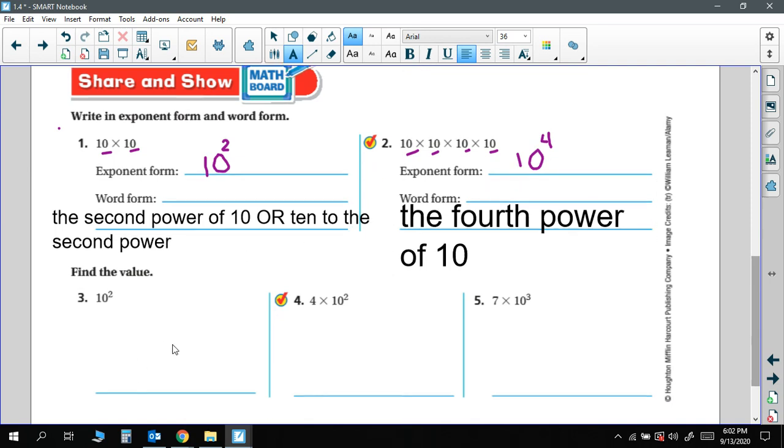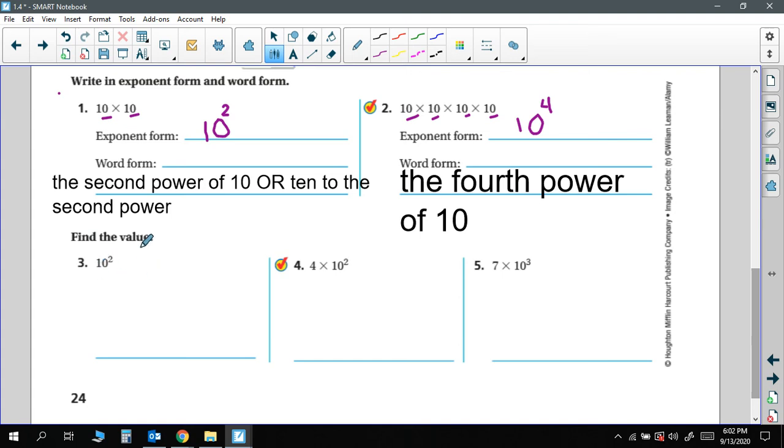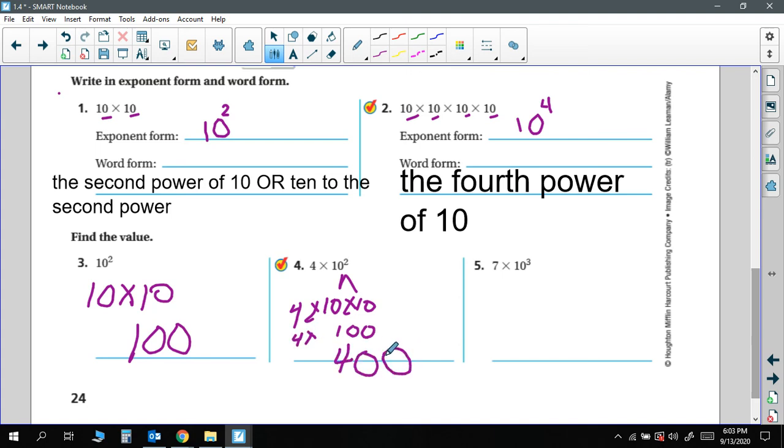Fourth power of 10. All right, so now down here, we're doing a little differently. We're finding the value of 10 to the second power or the second power of 10. So now be careful with this because remember what you're doing is you're doing 10 times 10. So that's going to give you 100. Then here they've expanded this a little bit. They have 4 times 10 to the second power. So let's break down this first. We have 10 times 10, which we just figured out, right? Times the 4. All right, so 10 times 10 we said was 100, right? And then times the 4, it's going to give us 400.